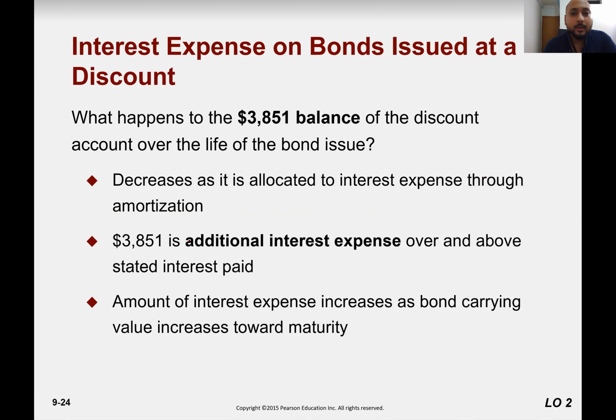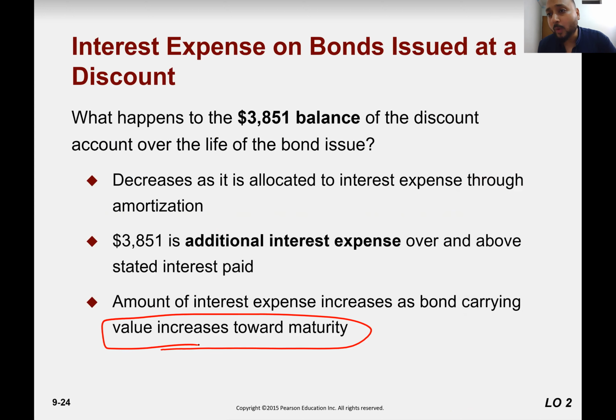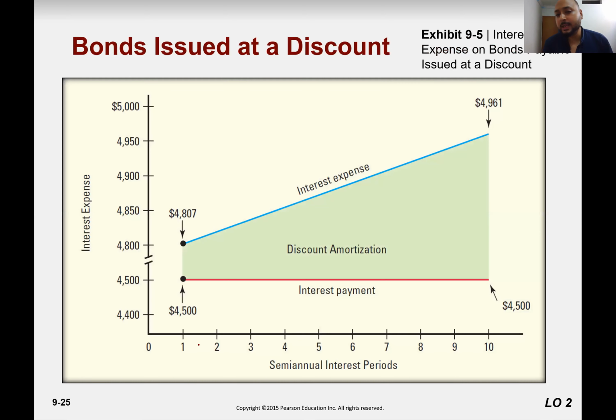Okay. So what happened to the discount? Discount decreases to zero, will be added to the bond's carrying value, so that the bond will eventually go towards its maturity value, 100,000. Simple. We already discussed these slides. So see, if bonds are issued at a discount, the discount is going to be amortized by the time of maturity. So interest expense is higher than interest payment.